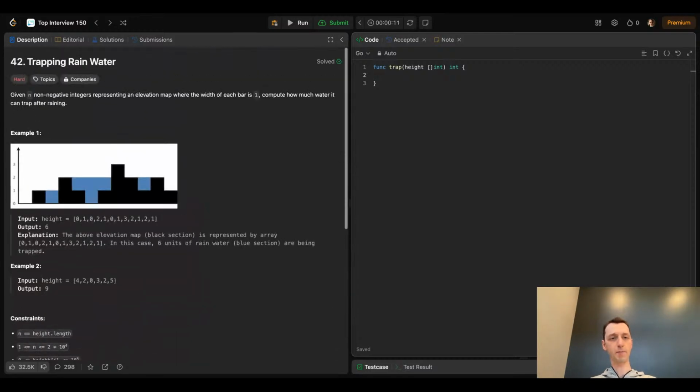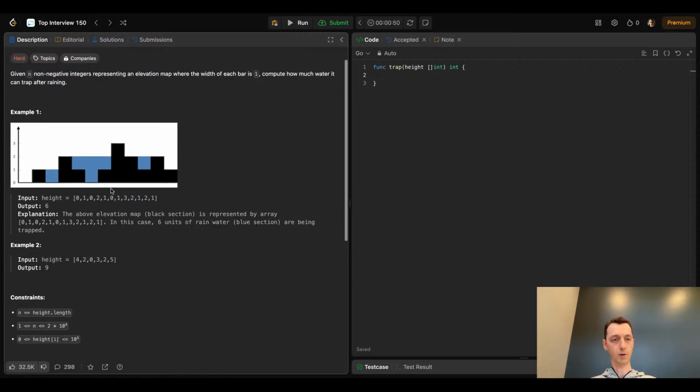So this problem is called Trapping Rain Water. Given n non-negative integers representing an elevation map where the width of each bar is 1, compute how much water it can trap after raining. Okay, so there will be water levels between each of these posts, and the shape of this landscape can hold the water.